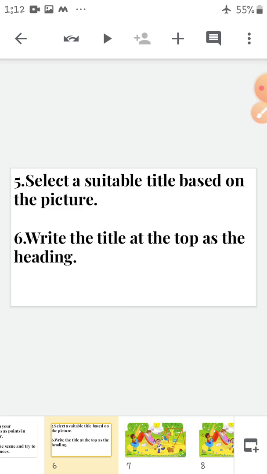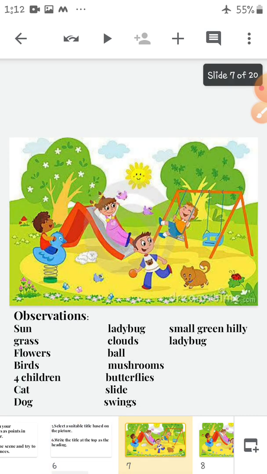Okay. Now let's see the picture. Look at the picture, children. It is the picture of a garden. Now, children, what all things do you see in the picture? What are your observations?